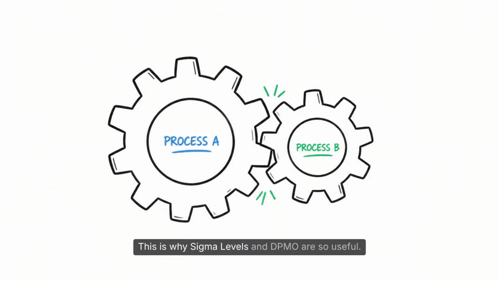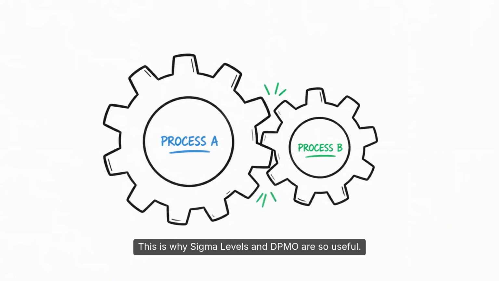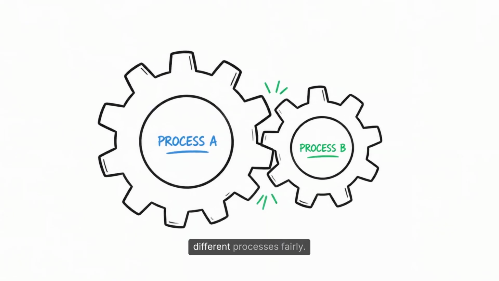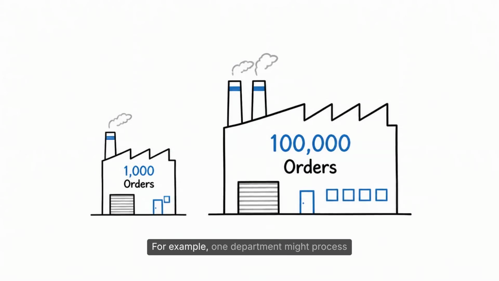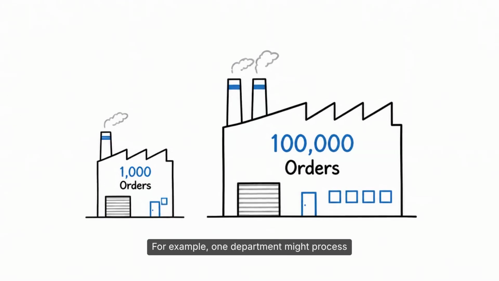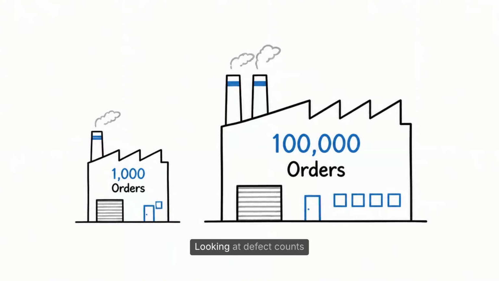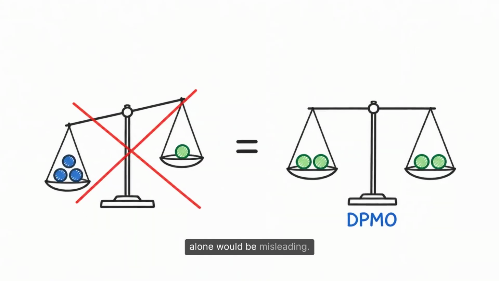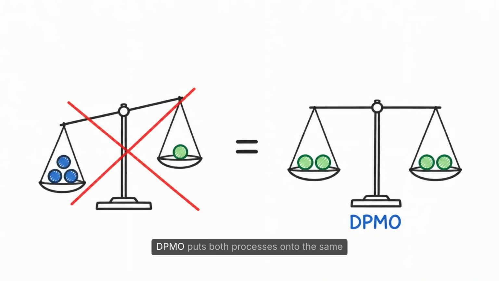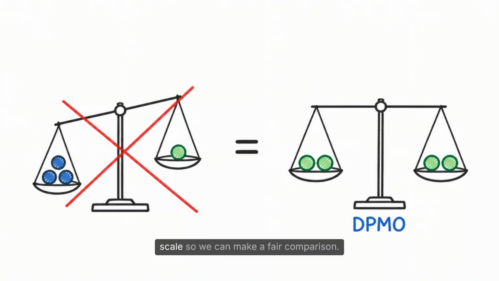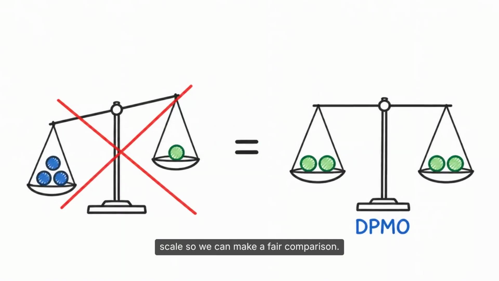This is why Sigma Levels and DPMO are so useful. They allow us to compare different processes fairly. For example, one department might process 1,000 orders while another processes 100,000. Looking at defect counts alone would be misleading. DPMO puts both processes onto the same scale so we can make a fair comparison.